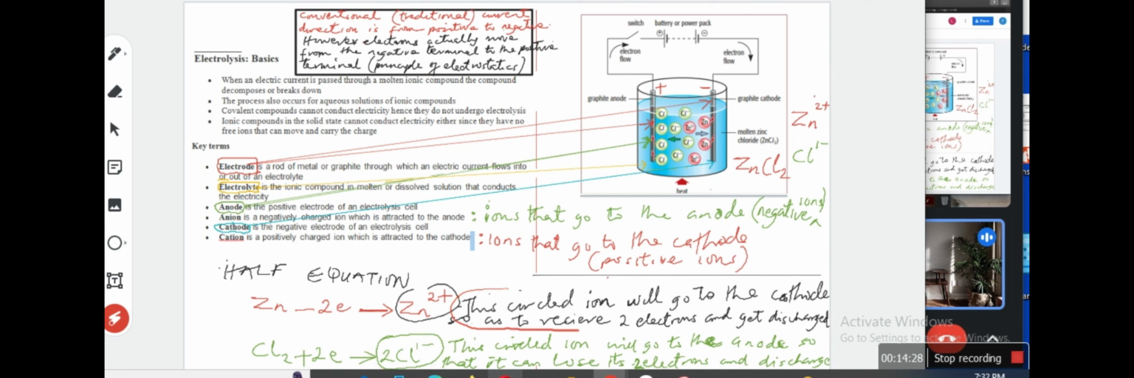Okay, so read what I wrote in black. This circled ion will go to the cathode so as to receive 2 electrons and get discharged. So this zinc 2 plus obviously will go to the cathode to get discharged. This Cl minus will go to the anode to also get discharged.